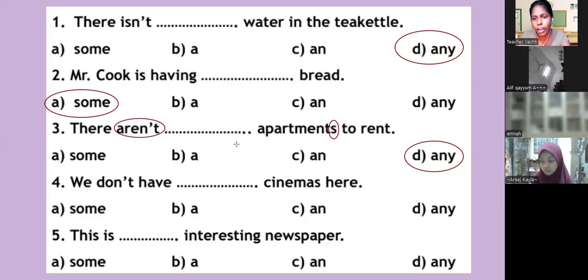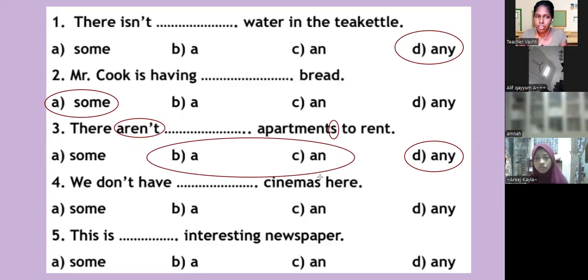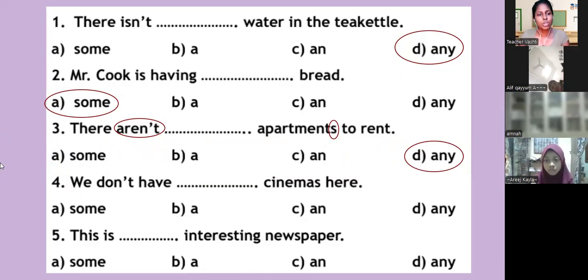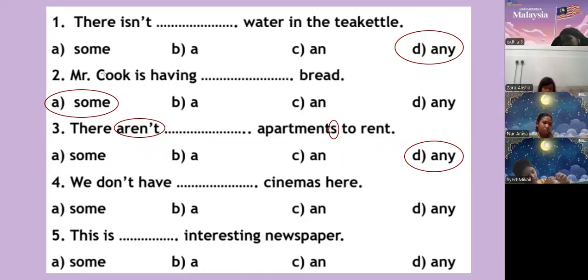Bagaimana nak pilih a atau an? Tengok yang mana ada vowel. Kalau ada satu sahaja, guna a atau an. Kalau ada lebih dari satu, kena guna some atau any. Bagaimana nak tahu some atau any? Any untuk negatif. Some untuk positive. Alright? Okay, jom kita pergi cari.